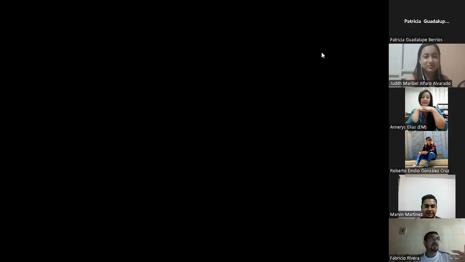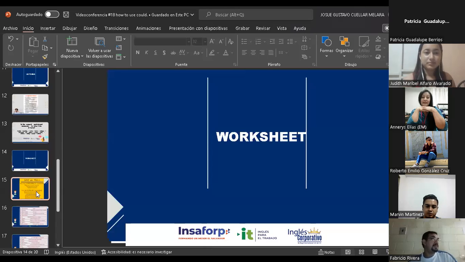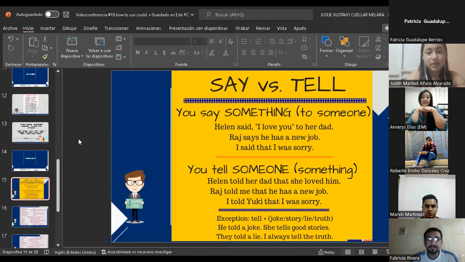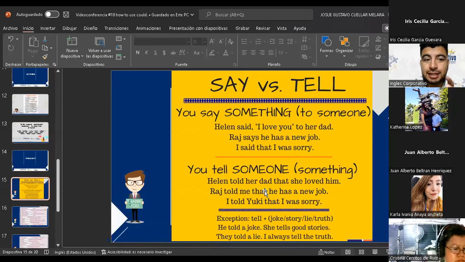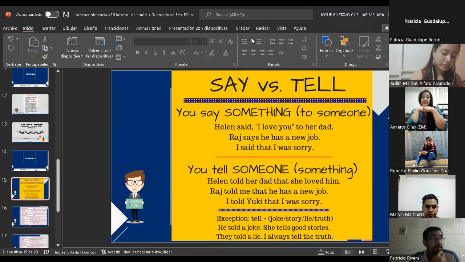So, let's see, here we have this worksheet, solo nos quedan 14 minutos, but we're going to check this. La diferencia entre say y tell, eso es bastante importante, porque say significa decir y tell significa contar. Pero no contar de números, no 1, 2, 3, 4, sino tell, contar anécdotas, historias, and so on. Okay, Carly, can you help me with the first, please? No creo que terminemos todos los ejercicios ni estas explicaciones, pero vamos a avanzar.